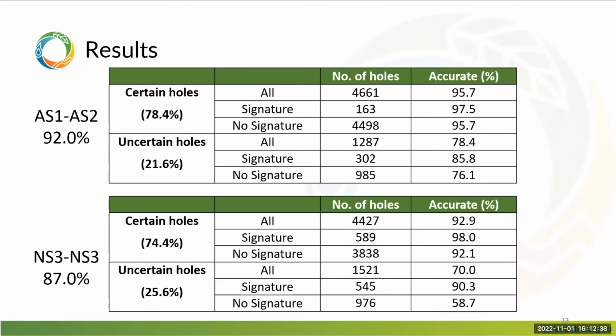These tables show some results from classifying the AS1, AS2 signatures and the NS3 and NS4 signatures. The GP could confidently identify around 3/4 of the logs with a reasonably high accuracy. Looking at just the certain holes, all accuracies were over 92%. A lower accuracy is expected in the uncertain holes, which typically contain signatures that are distorted from faults or folds, or other shales and things that may show some similarities to the desired signature.